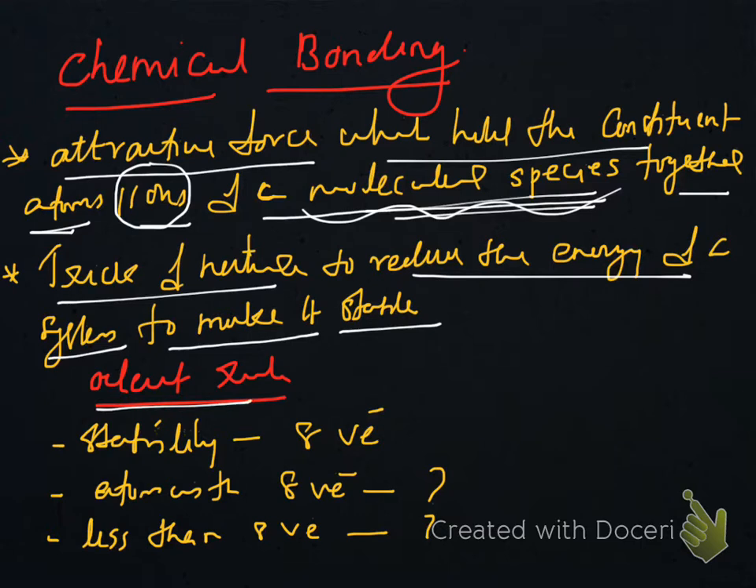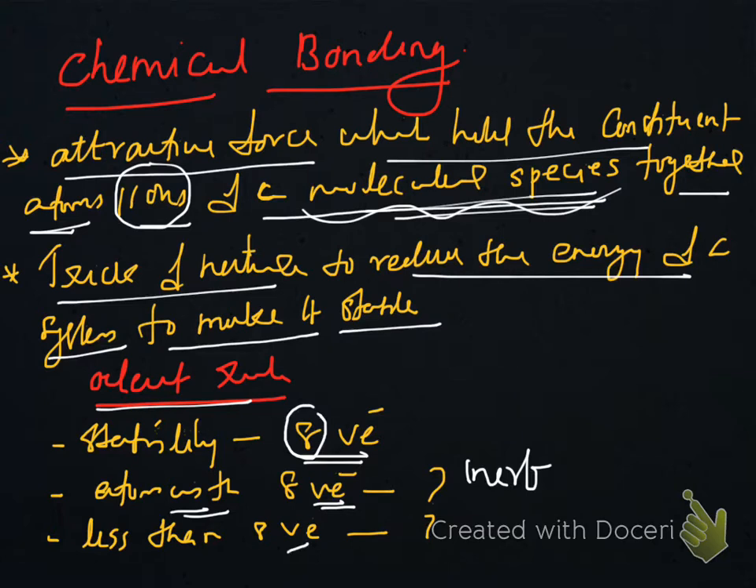The basic theory explaining bonding is the octet theory. According to this theory, introduced by Lewis and Kossel, an atom is stable if it contains 8 electrons in the valence shell. If the number of valence electrons is equal to 8, that atom is considered to be stable and chemically inert. Example, noble gases.